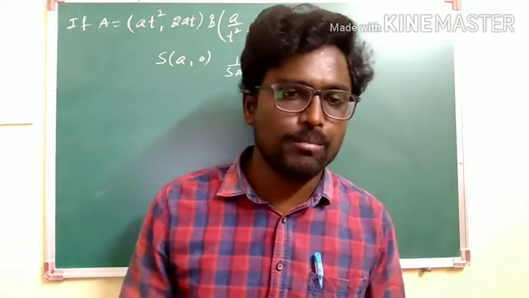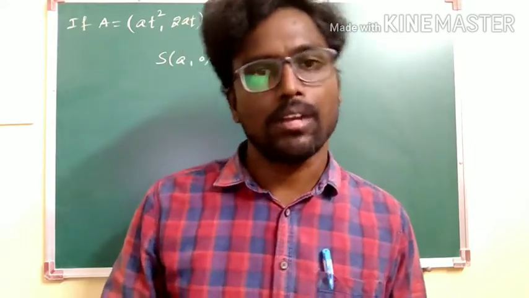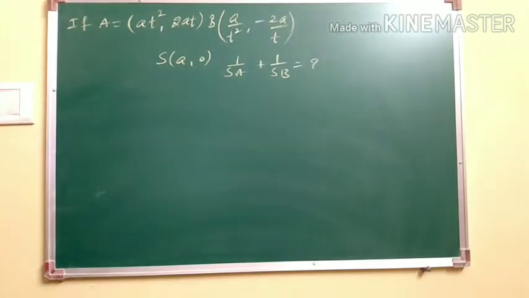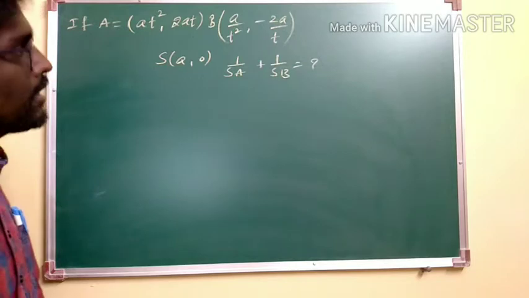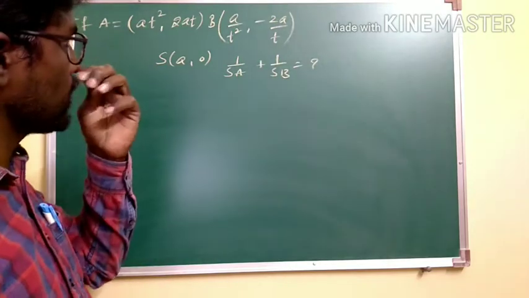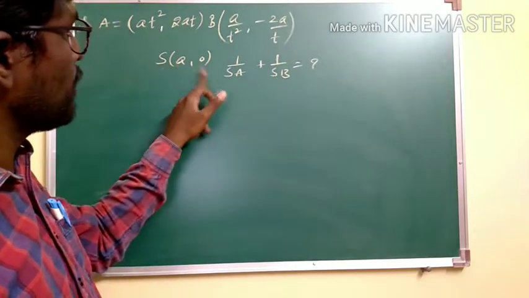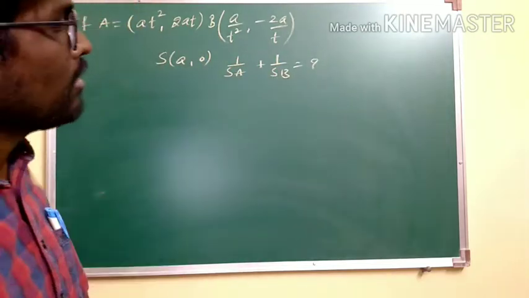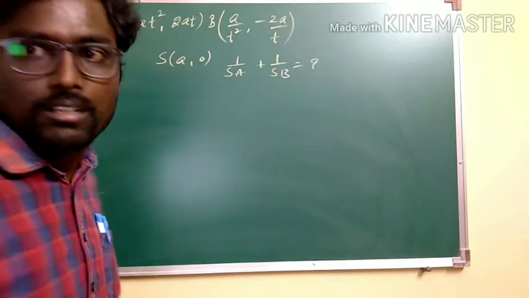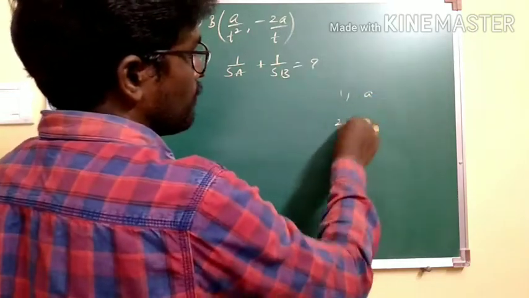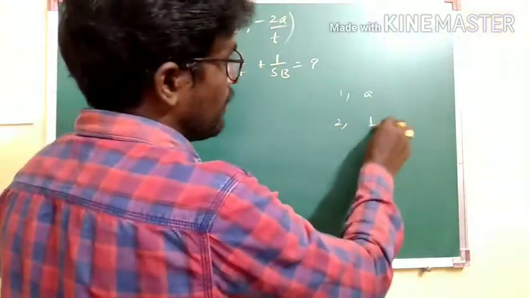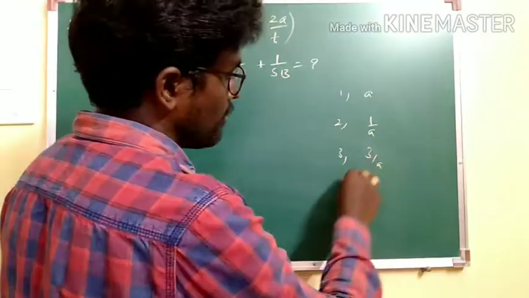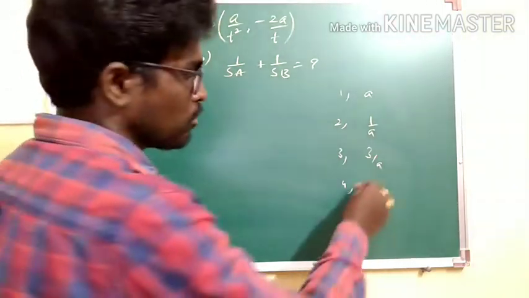In the next lecture we will be dealing with a new topic. Let's see the first problem here. If A is (at², 2at) and B is (a/t², -2a/t), S is (a, 0) and 1/SA + 1/SB = 0. Here we have options: a, 1/a, 3/a, and the next option is 2a/3.